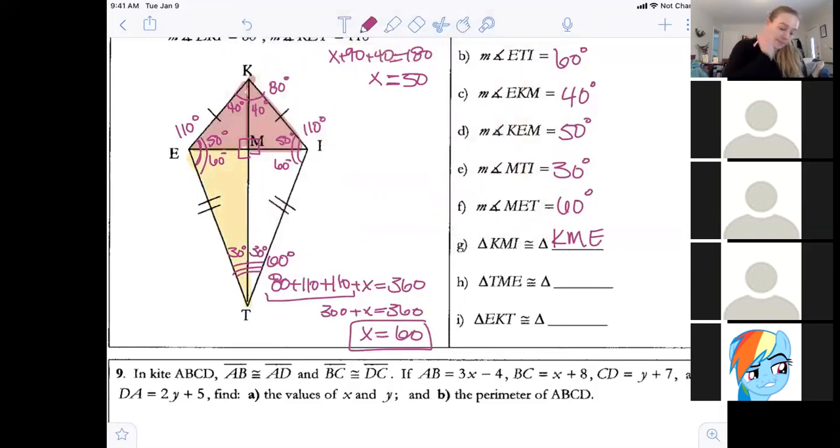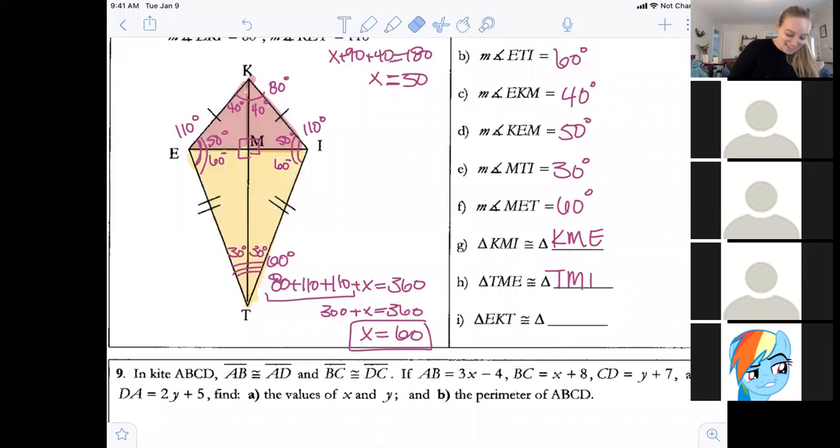TMI. TMI. It's funny when the triangles are named funny. Did you do that on purpose? I did not. We just use kite and then we use M for midpoint. But sometimes on tests I do. I try to name them funny, but this time I didn't.